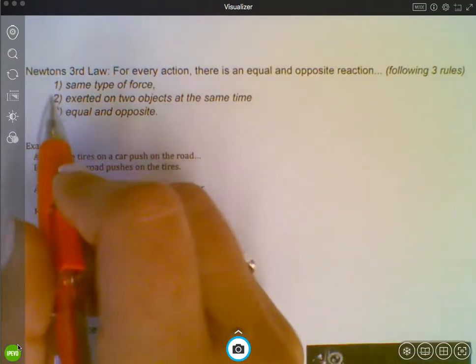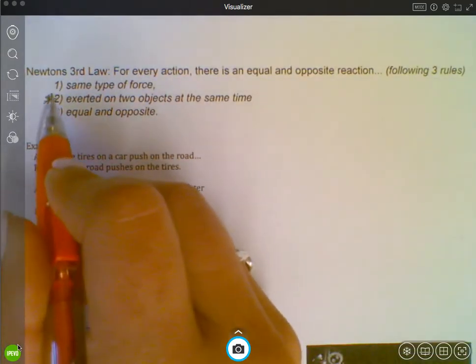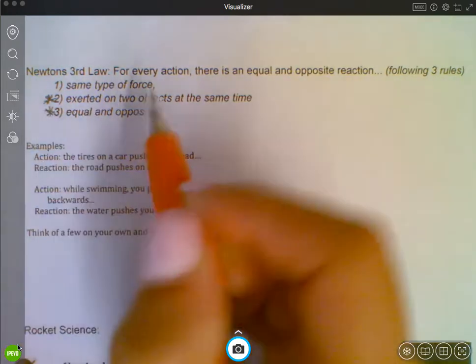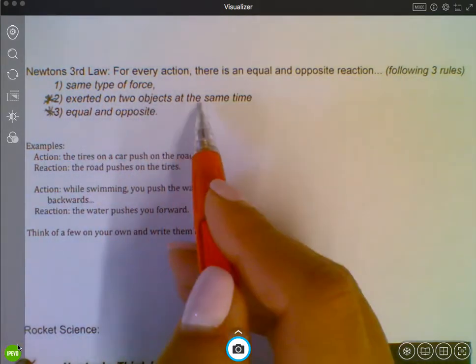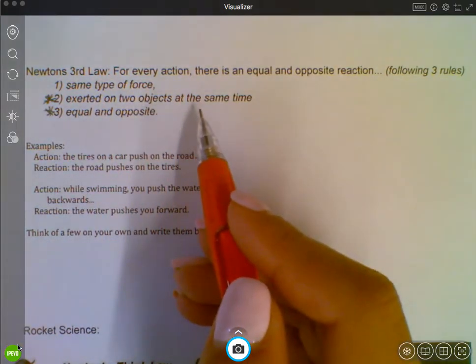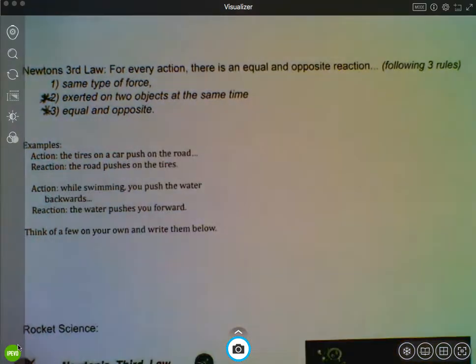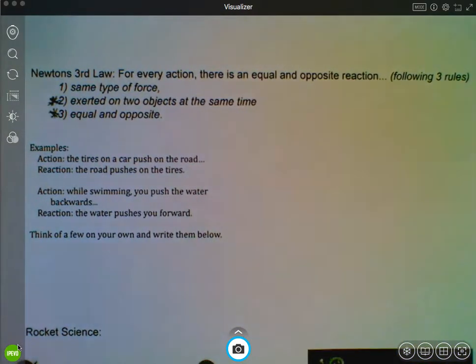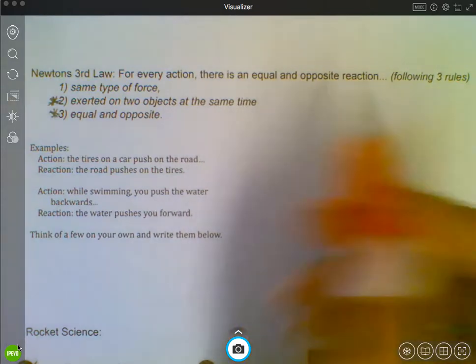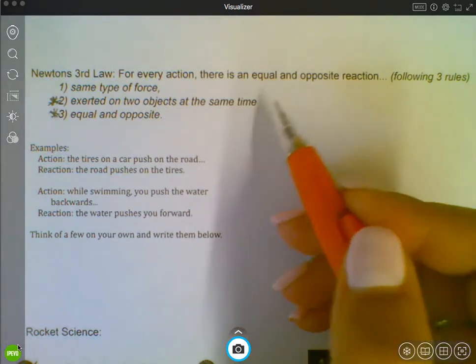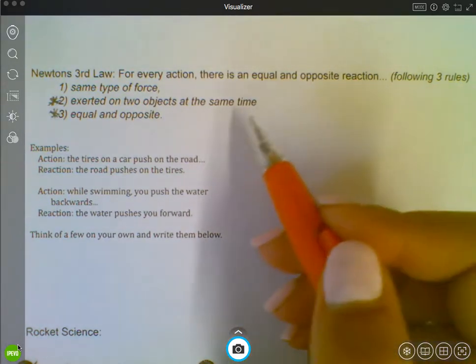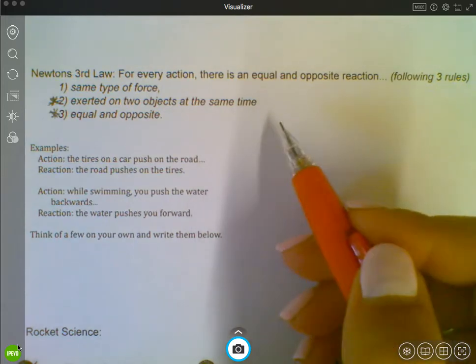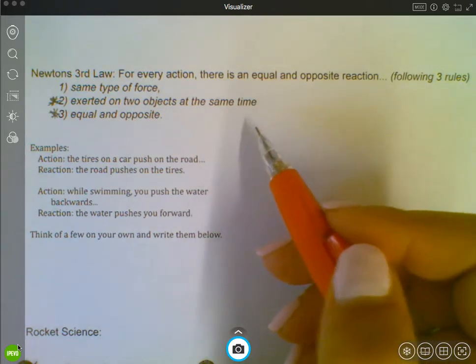This is the one that is most important. Well, both of these are very important. Okay, it's exerted on two objects at the same time. Okay, so if I pull on a rope and you pull on a rope, the opposite and equal forces, this reaction-action pair, is not me pulling on the rope and you pulling on the rope. It's me pulling on the rope and the rope pulling on me. So those two different objects, not us both pulling on the same rope.